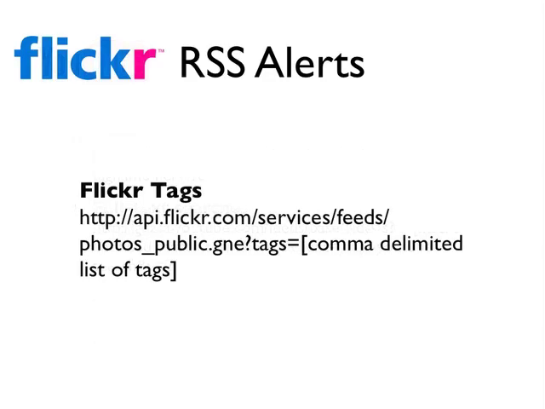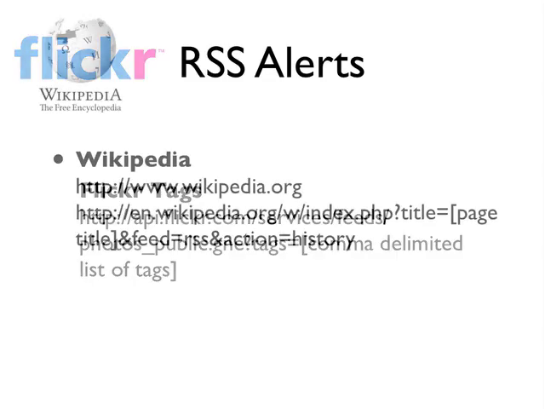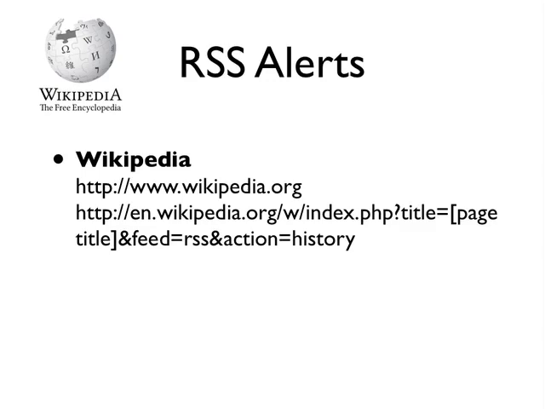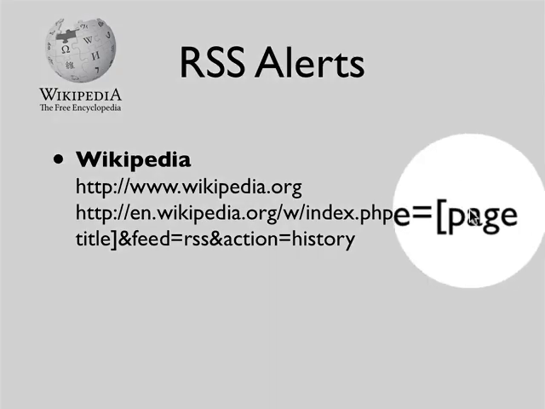We can use a similar option with Flickr. Flickr has tags that can be applied to the images that are put on the site. So we could use a comma delimited list of tags to identify images that are uploaded there. We can take the same approach on Wikipedia. If there's a page within Wikipedia that you would like to know when it's being changed, by replacing where I have page title here on screen, you will be updated every time somebody's made that change to Wikipedia.